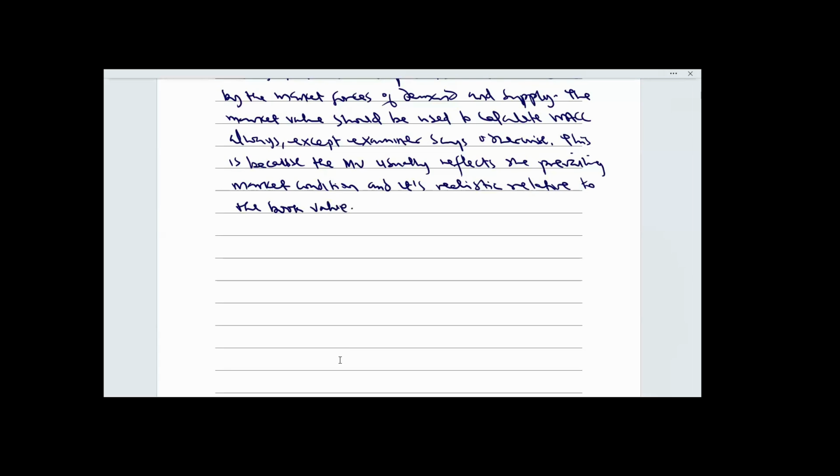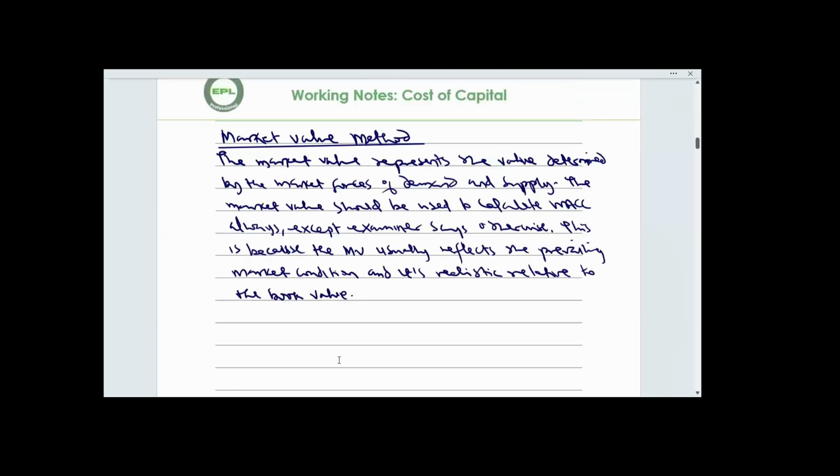So I've already told you, whenever you want to calculate WACC, you should always use market value. Now, what do I mean by use market value or use book value? The essence of this is to form the proportion. You are using market value or book value to form the proportion of equity, preferential, and debt. So as far as market value is concerned, instead of using book value to form the proportion, use what is determined by the market forces of demand and supply, because that value is more realistic and it is current.